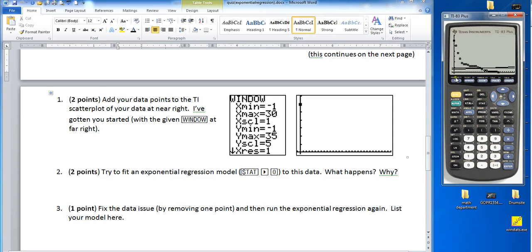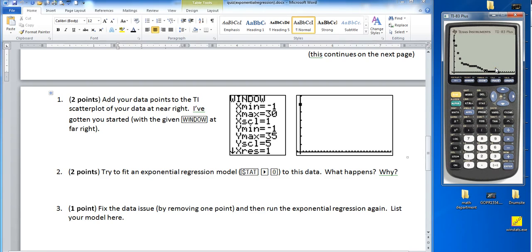There it is. Whoops, sorry. I still had the last quiz's data turned on there. There's my graph, there's my scatter plot, and yours are going to look similar-ish, though they'll look different. The next thing I tell you to do is try to fit an exponential model.